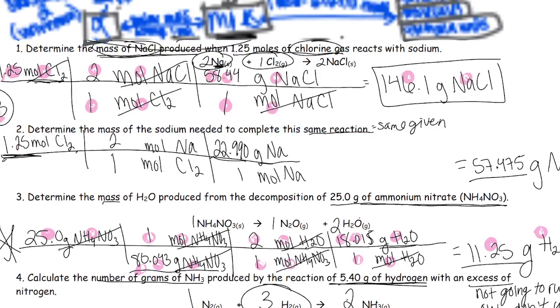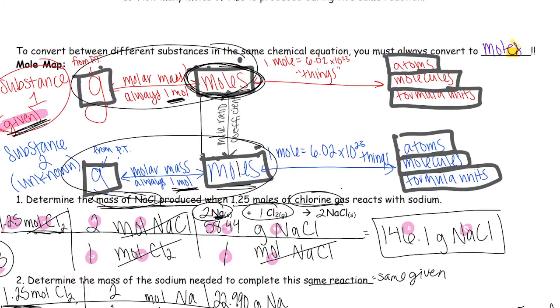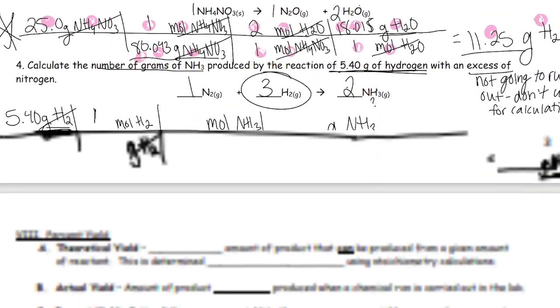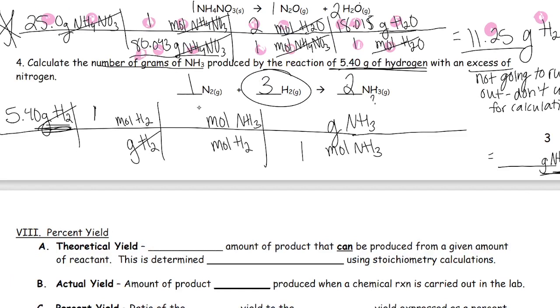Then from moles to moles, that's where we're crossing over from one substance to another. The only thing that relates one substance to another substance is the coefficient in their balanced chemical equation. So I will use the coefficients here for my mole ratio. H2 has a coefficient of 3 in this equation, and NH3 has a coefficient of 2. And then I would calculate my grams of H2 and my grams of NH3.